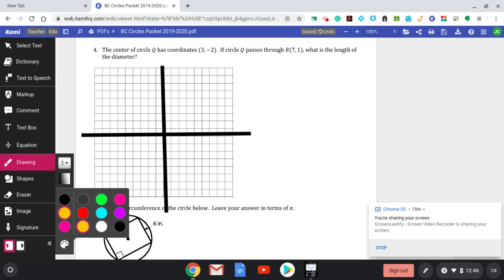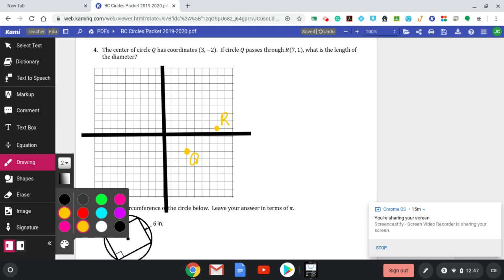Okay, so I got 3, 1, 2, 3, negative 2. That's the center of circle Q. So I'm going to call that Q if that's the center. And then 7, 1. 1, 2, 3, 4, 5, 6, 7, 1. R. So it wants to know what's the length of the diameter of this circle.